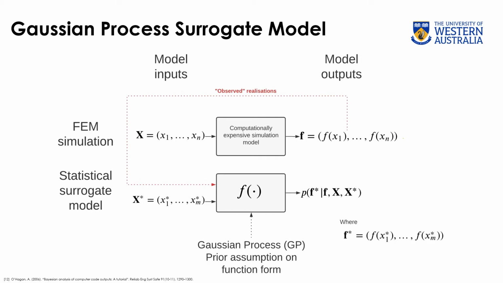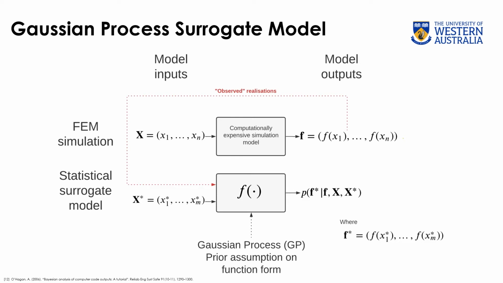We can use the information provided in the observations of f at x, alongside some assumptions about the form of f, to predict the value of the function f at x star, some other set of input points on the input space. We assume the function values f are drawn from a Gaussian process prior, such that any subset of realizations are distributed normally. A Gaussian process is an infinite dimensional multivariate Gaussian distribution over a function space, any finite subset of which is also Gaussian.